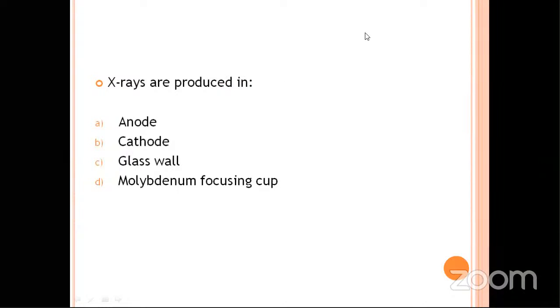So X-rays are produced in the anode, cathode, glass wall, or molybdenum focusing cup. So the option is anode. From the cathode, there will be a series of electrons which, after thermionic emission, will hit the anode and the X-rays will be produced.